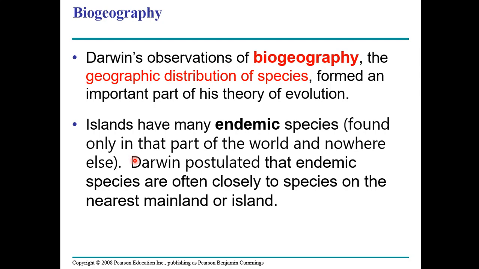So, Darwin postulated that endemic species are often closely related to species on the nearest mainland or island. Closely related to the nearest mainland or island. Okay, halimbawa, yung nasa Karamoan Island, a gecko, one species of gecko, is closely related to the other species of gecko that can be found in the mainland Karamoan. So, that's one example of postulate of Darwin.